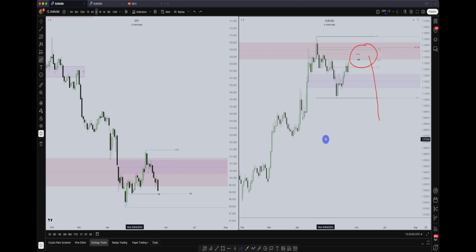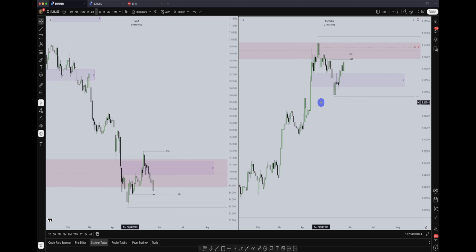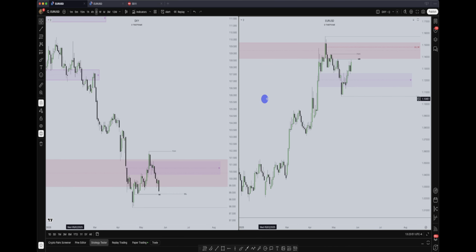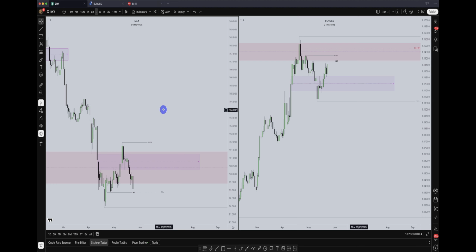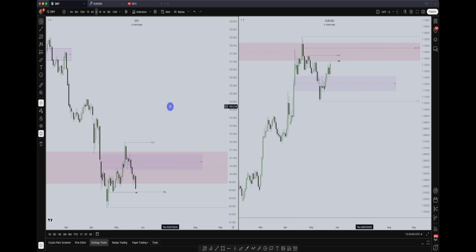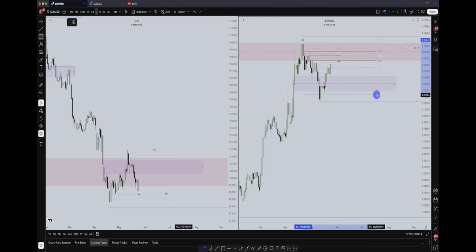So this was a quick analysis. I hope you have some insight into how you can make analysis going from macro to lower time frame, or how you can use the ranges, right? The ranges and the zones. This is premium, discount, right?